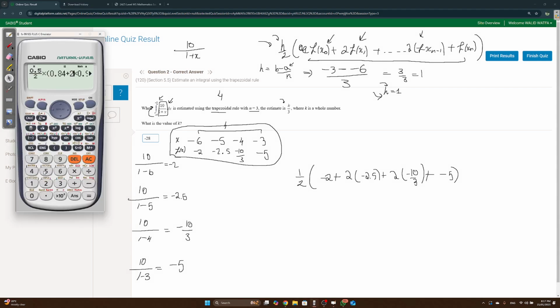So put it in our calculator. Again, I'll cut to when I put this on my calculator. As you can see here, it's -28 over 3. So it equals -28 over 3. They're asking for k, so it's going to be -28.